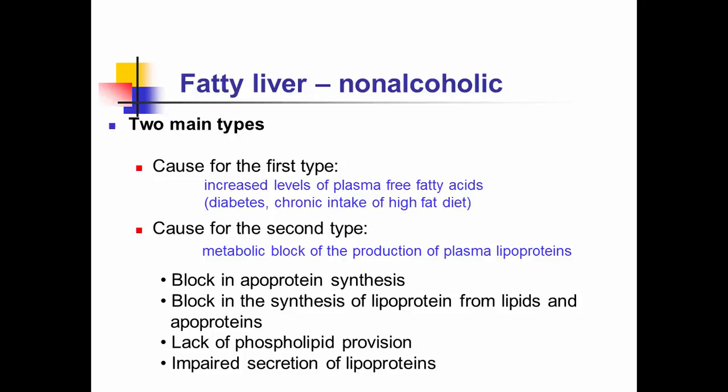Fatty liver can be divided into two categories. One is called non-alcoholic fatty liver. That means the fatty liver is not caused by alcoholism, and the other type is alcoholic fatty liver. That means alcoholism is a major cause of the fatty liver disease. So, the two main types.